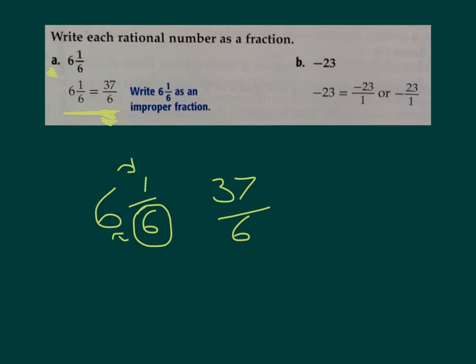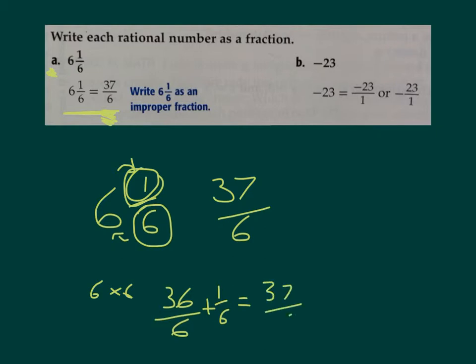Now the reason this works is because we want to get the mixed number into sixths. So I have 6 wholes, and there's 6 sixths in one whole. So I have 6 groups of 6. That's why I take 6 times 6. So 6 groups of 6 would give me 36 sixths. Plus, there's one more sixth in the numerator. So 36 sixths plus one more sixth would equal 37 sixths.